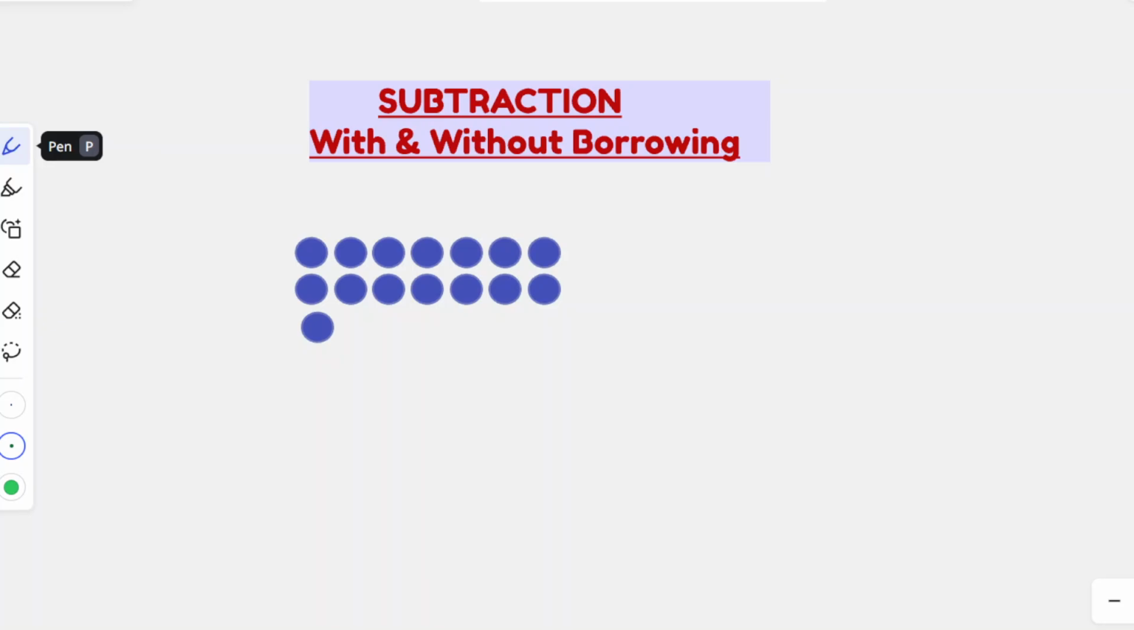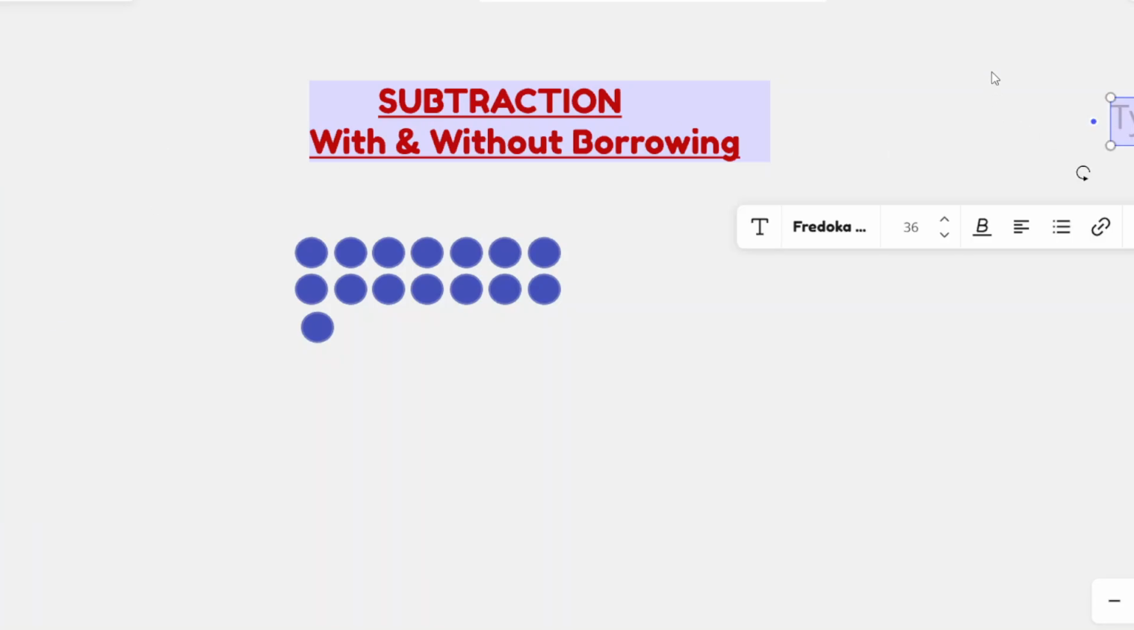So, when we say subtraction, what do we actually mean? Subtraction is taking away a part of a whole from someone, right? And then finding out how much is left with them. Correct? So let's understand this with a simple example. Let us suppose you have 15 marbles with you. Alright? So here you have 15 marbles with you.